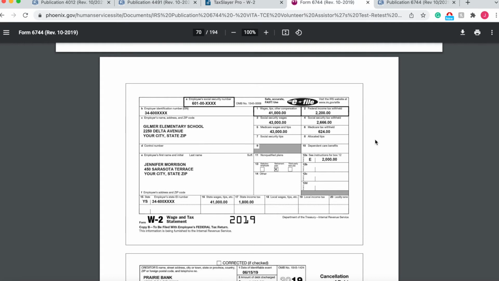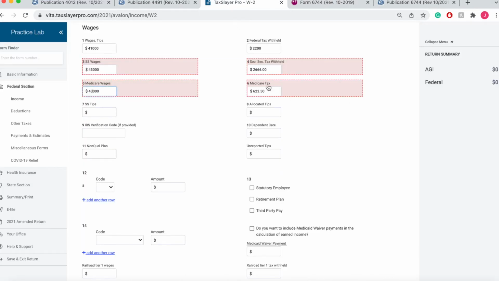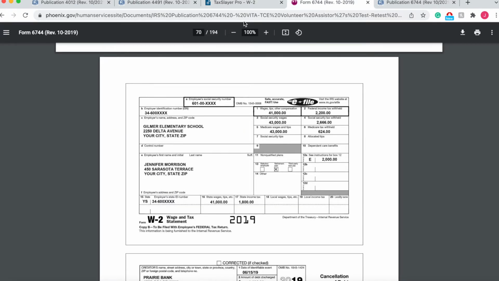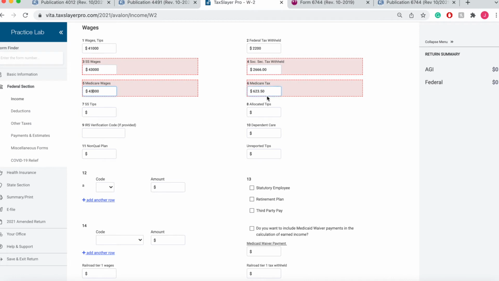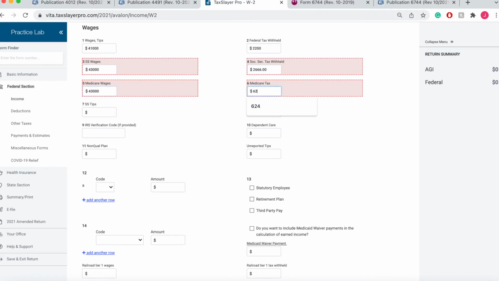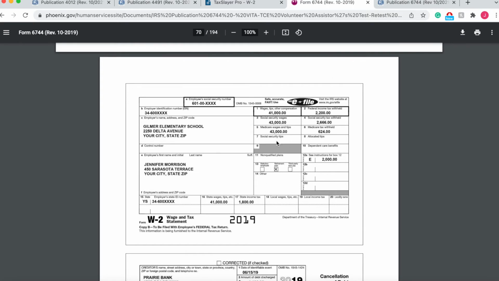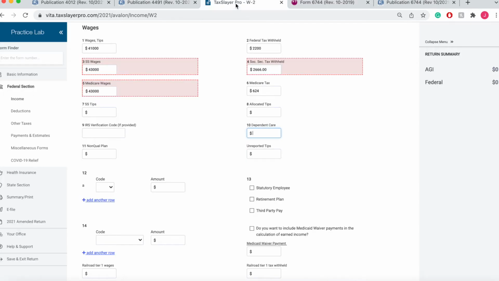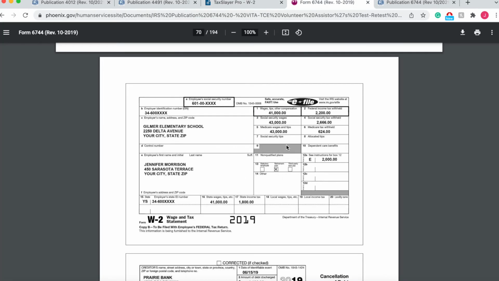And so now that that's been entered, I'm going to verify that the Social Security tax withheld and the Medicare tax withheld is correct. 2,666, I believe that's correct. It is correct. And then we see that the Medicare tax withheld, it's off by 50 cents. I guess I can change it, but it wouldn't be a big deal if it was off by that much. But I'll just change it for sake of completeness. See here, no Social Security tips, no allocated tips, so we can leave 7-8 blank here. 9, there was no IRS verification code, there's no control number here, no dependent care benefits, no non-qualified plans, so 10 and 11 could be blank also.